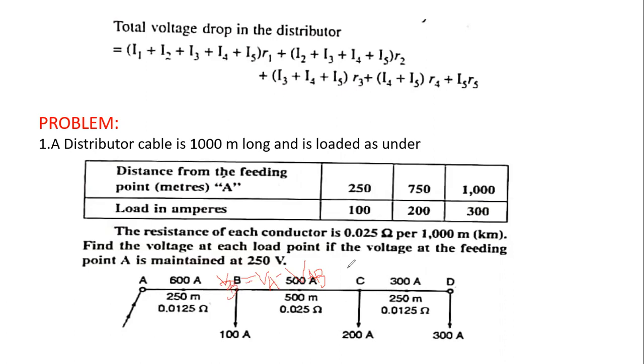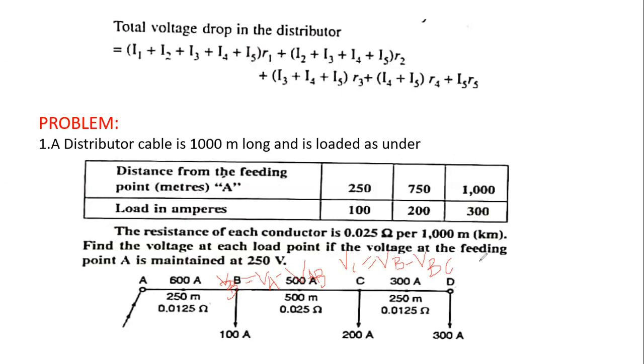Next, we calculate the voltage at point C, that is VC. What is the feeding point for C? That is B, VB. The voltage at C is VB minus the drop. What is the drop? That is the voltage drop across the B to C section.